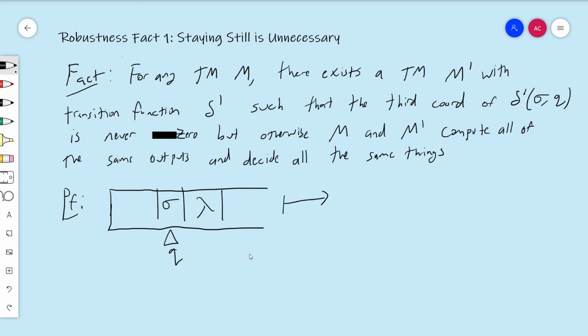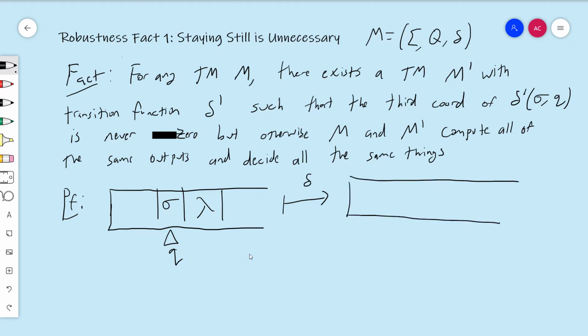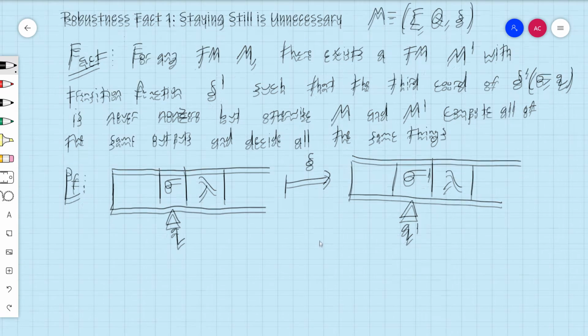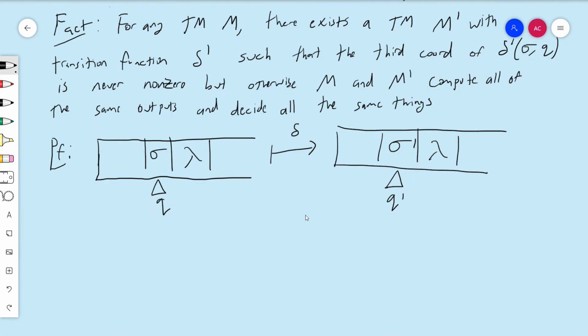Well, in general, let's say M, by the way, equals sigma q delta. So the transition function for M is delta. The transition function for M prime is delta prime. So what delta does, let's say, is that it stays still, so the cursor stays here, but it does put a different symbol here. Let's call it sigma prime, and it goes into a new state q prime, but the cursor doesn't move, and so lambda is still right here. So this is what we want to simulate. We want to basically make M prime do the same thing in maybe more steps, maybe not. We'll see. Spoiler alert, more.